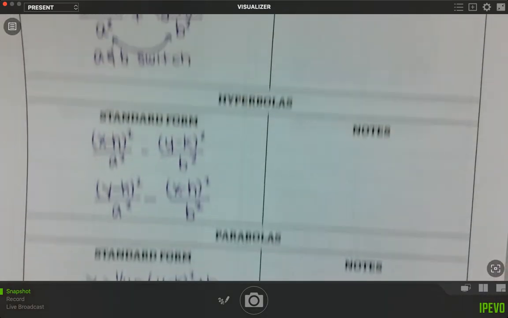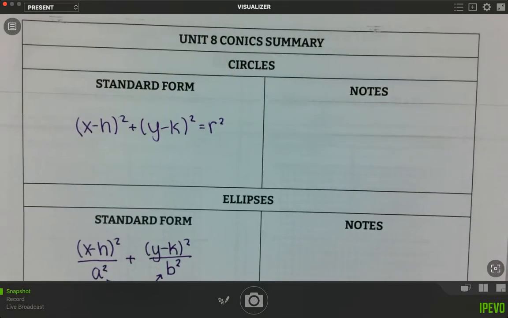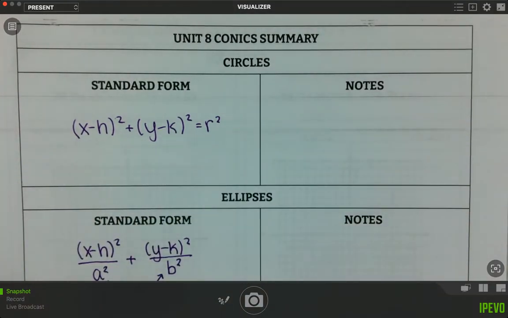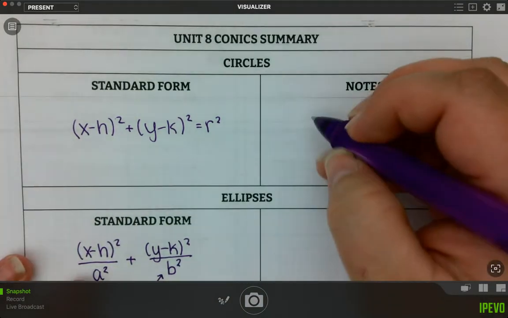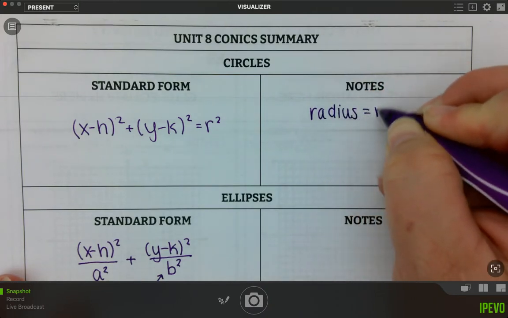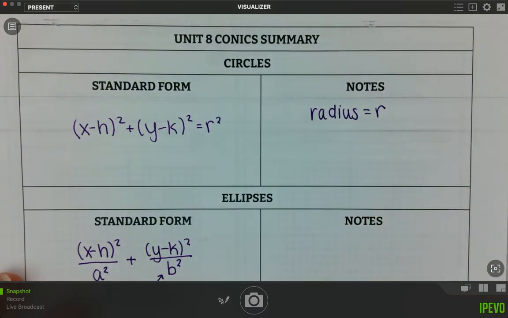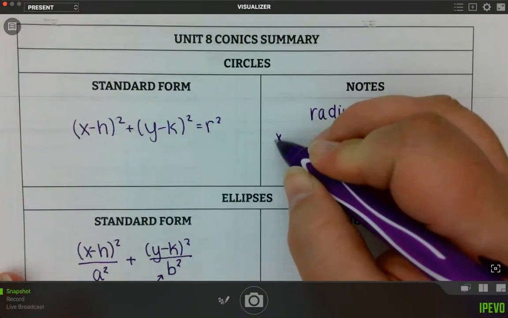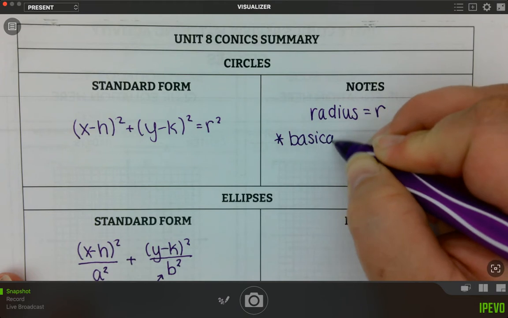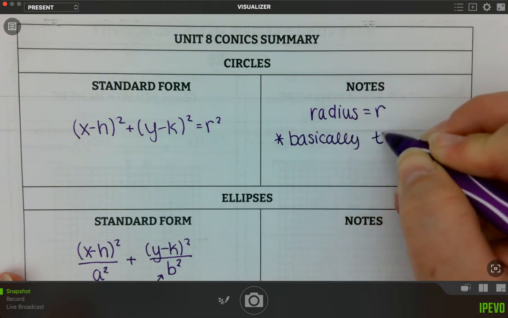So, moving back to the circles. The center is going to be these two, and all points on a circle are the same distance away from the center, so your radius equals r. That's pretty much all you need to know about the equation of a circle. I am going to add a note that this is basically the Pythagorean theorem.